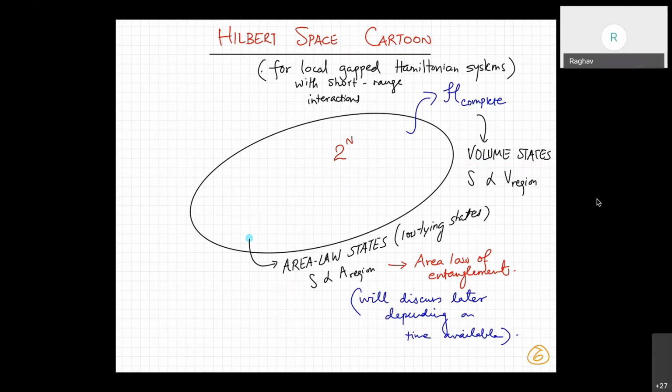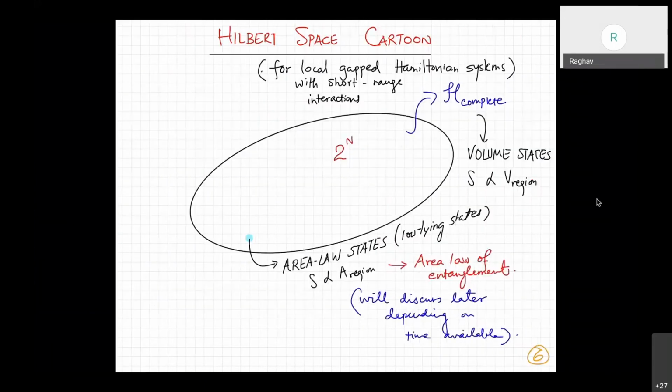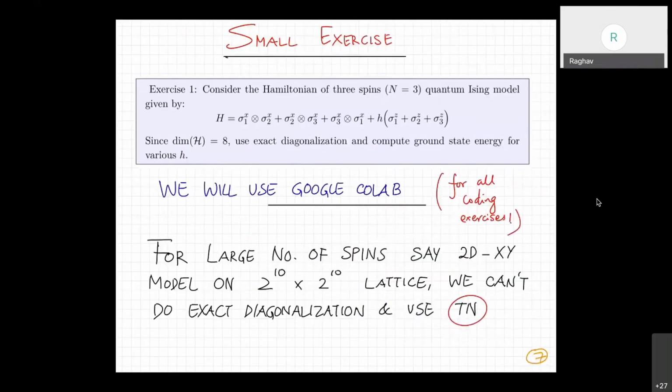If it is a generic state which has no role in the ground state properties and so on, it will scale like volume and is known as volume states, right? Okay, so now we should try to understand and try to do some small coding.